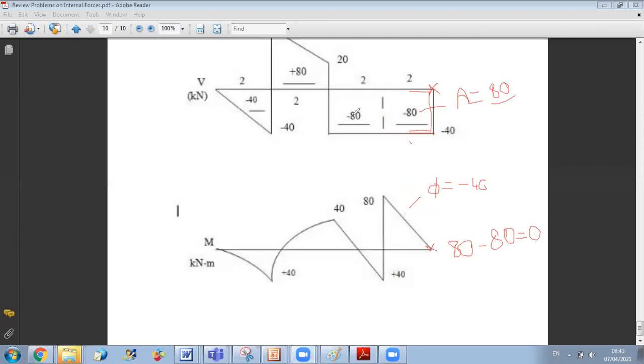Yes, if you have a counterclockwise couple, it will be a downward jump. If you have a clockwise couple, you will have an upward jump in bending moment.